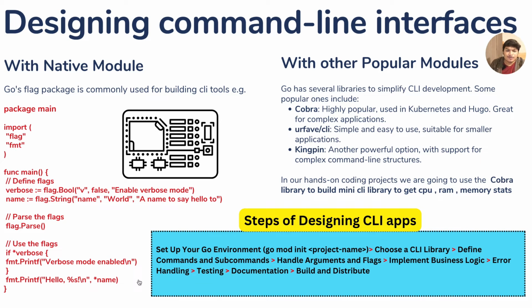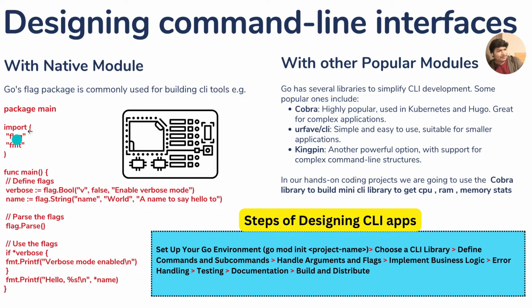Now what are the steps of designing the CLI application? Very first thing, you should set up your Go environment by running a command called go mod init and the project name. After that, you should be selecting the best CLI library. Now what do I mean by the CLI library? You can develop a Go CLI app using the Go native module, which is the flag module or say flag package.